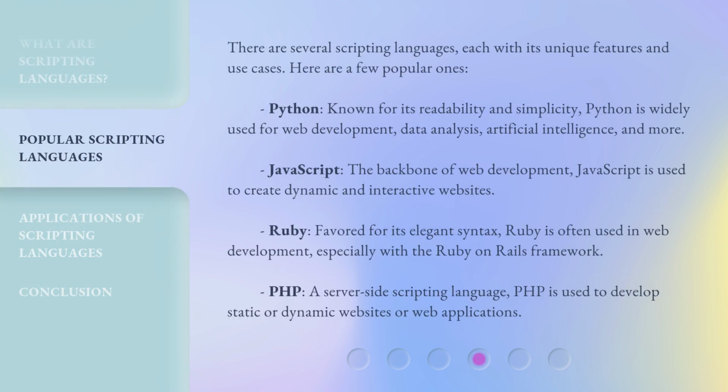There are several scripting languages, each with its unique features and use cases. Here are a few popular ones. Python, known for its readability and simplicity. Python is widely used for web development, data analysis, artificial intelligence, and more. JavaScript, the backbone of web development. JavaScript is used to create dynamic and interactive websites.